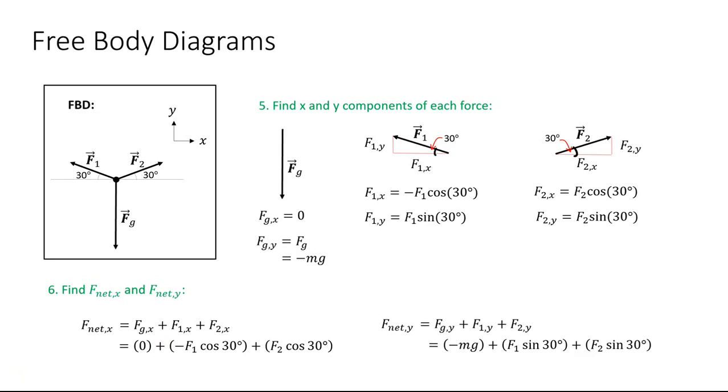All right, now let's do F net y. F net y is going to be Fgy plus F1y plus F2y, in other words, just the y components of all the forces acting on my object. Then I can plug in each of these y components that I have written down. I get minus mg plus F1 sine 30 plus F2 sine of 30 degrees. All right, so now we're on to the last step, which is just to solve our problem using Newton's second law.